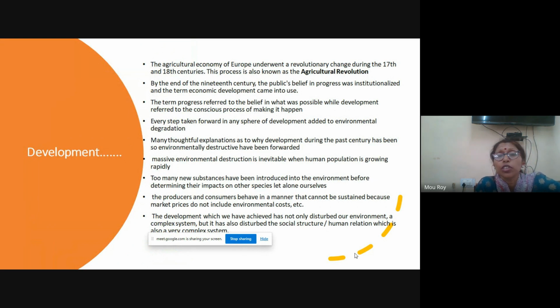So these various skills and practices eventually encouraged the worldwide proliferation of mankind. Now, in the 17th and 18th century, there was a process known as the agricultural revolution. But by the end of the 19th century, people had a belief in progress. They believed that economic development, a term which came into use, and slowly there was progress in society. Progress referred to the belief that it was possible, while development referred to the conscious process of making it happen. So every step taken forward in any sphere of development added to environmental degradation.